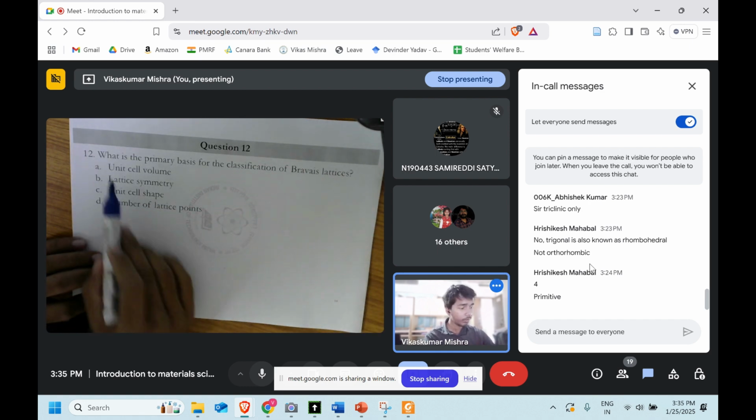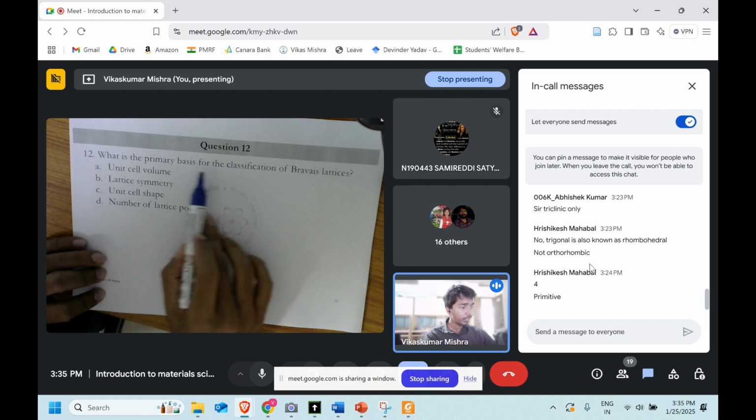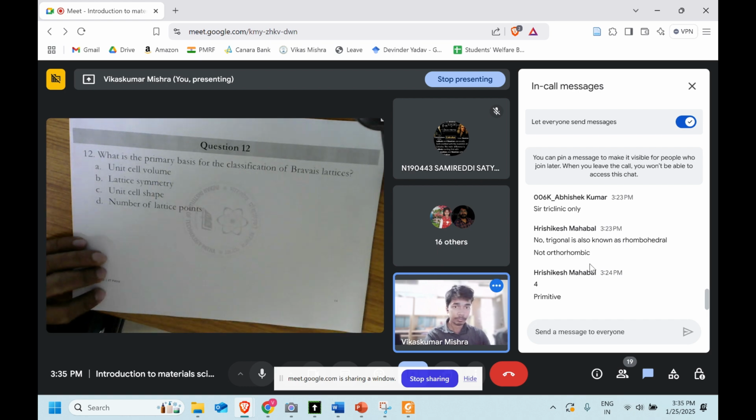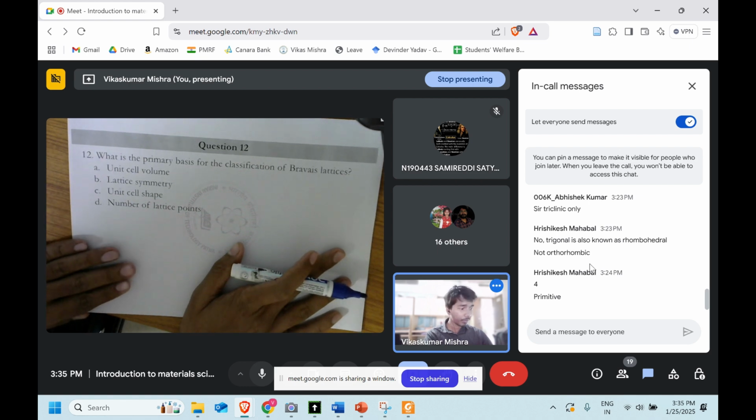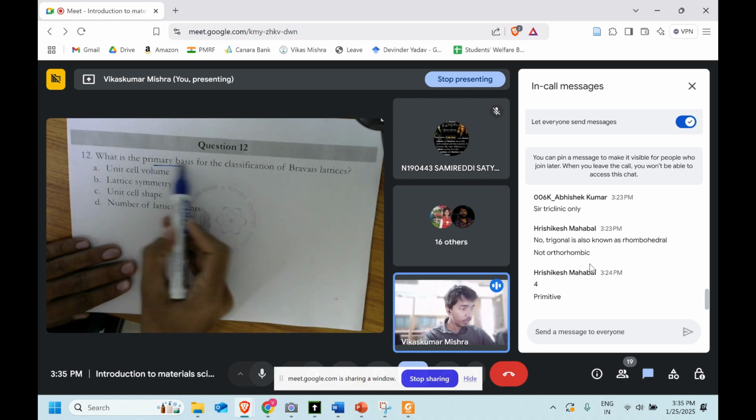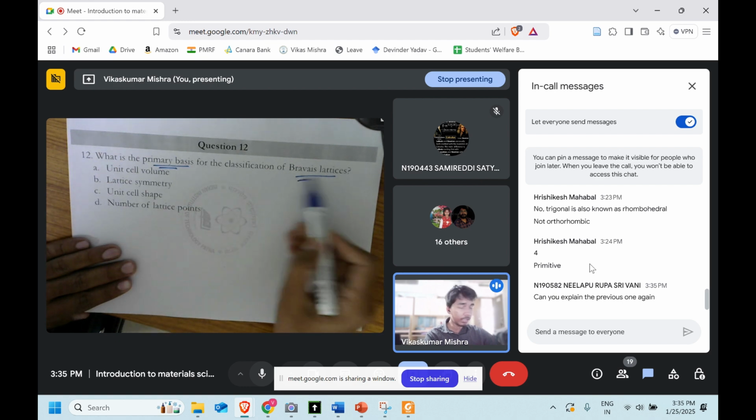Okay, let's move to question number 12. What is the primary basis for the classification of the Bravais lattice? Now this is the question which we were discussing. What is the primary basis? On what basis will we classify the Bravais lattice?